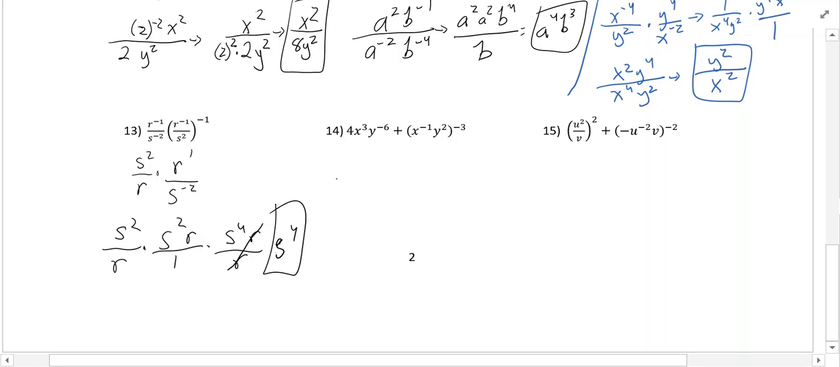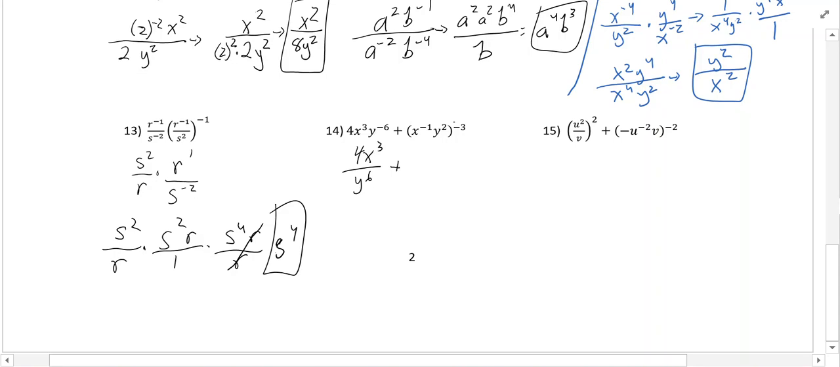Okay, so for our next one here, this is addition. So remember, addition of fractions, they have to have a common denominator. So the first thing I want to do with this term is make the y to the negative 6 positive. So I'm going to move the y to the denominator. So this is 4x cubed over y to the 6th. I'm going to bring down the plus sign.